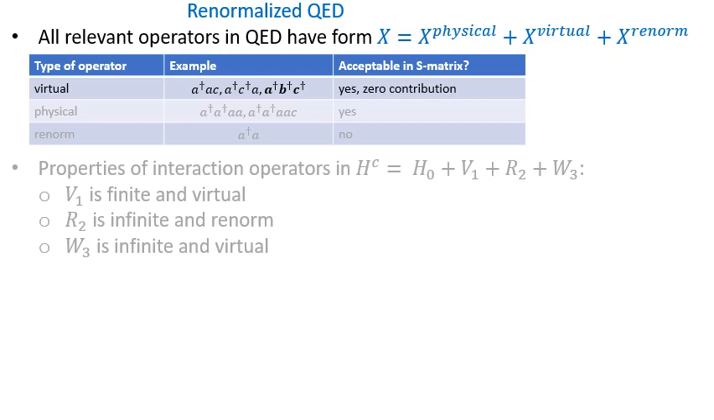Let me also draw your attention to the third term in this list, A dagger, B dagger, C dagger. Here, B dagger is the positron creation operator. So this new term describes spontaneous creation of an electron-positron pair and a photon from vacuum. This is obviously forbidden. But the presence of such virtual operators in the S-matrix creates no problems because their contributions vanish.